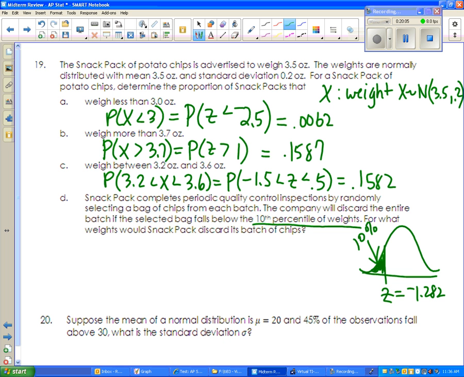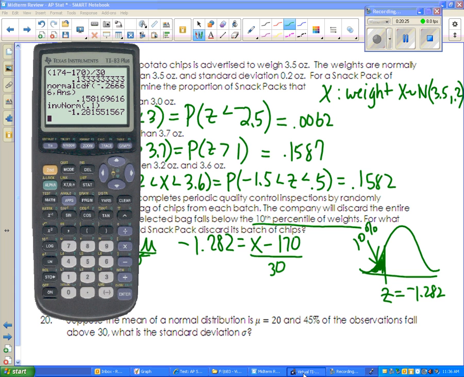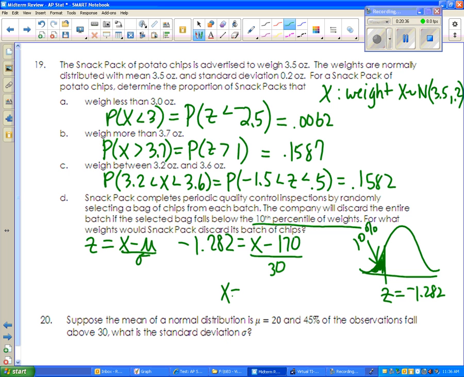And now that I know z, so remember our formula, we have z is equal to x minus the mean over the standard deviation. So I know z is negative 1.282. I don't know the value of x, but I do know that the mean of this distribution is 170 and the standard deviation is 30. So to solve, I'm just going to multiply both sides by 30 and then add 170. And that's going to give me an x value of 131.553.